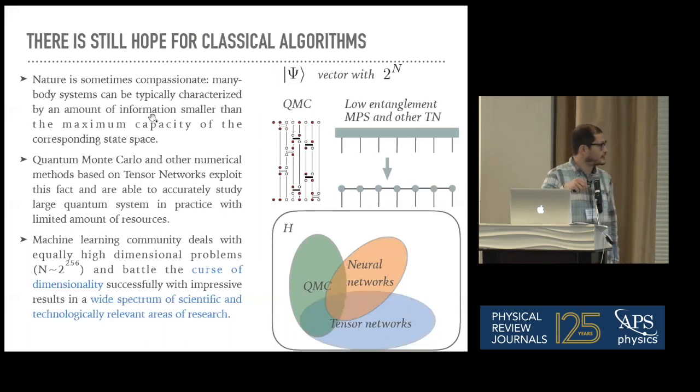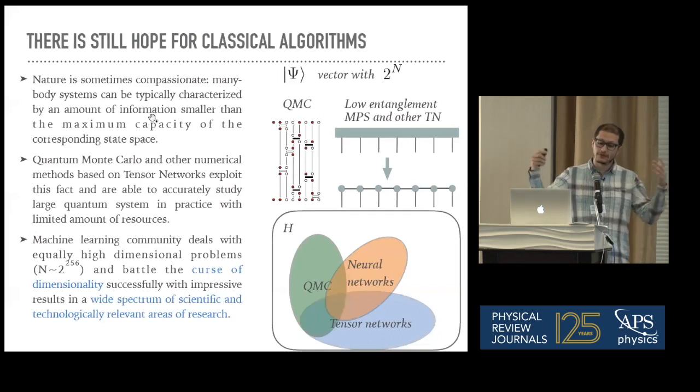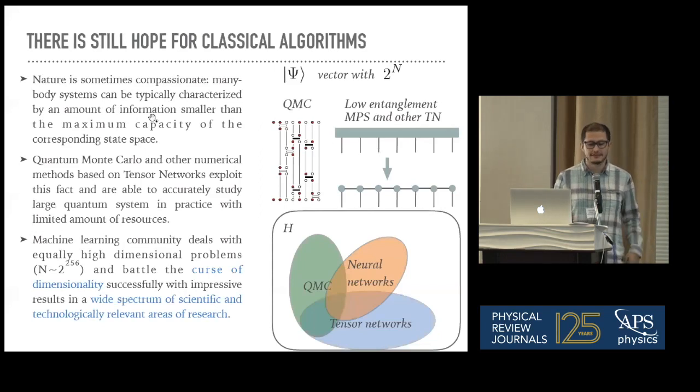Okay, so I'll give you, for instance, a typical size for a data set. The famous one is MNIST. It has images which are 28 by 28, and they're binary, right? The size of the state space for that system is 2 to the 256, which is really large, okay? Yet they battle this so-called curse of dimensionality with successful and impressive results in a wide spectrum of scientific and technologically relevant areas.